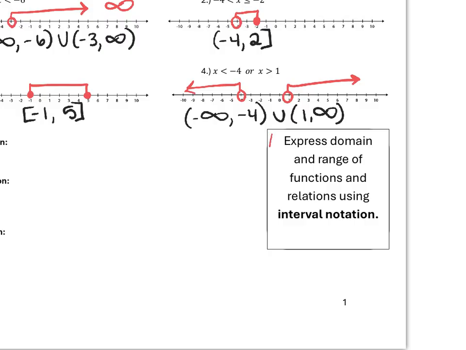We will express domain and range of functions and relations using interval notation. So you should be using the parenthesis, the bracket, and the U to indicate domain and range on everything moving forward, unless you're instructed otherwise.